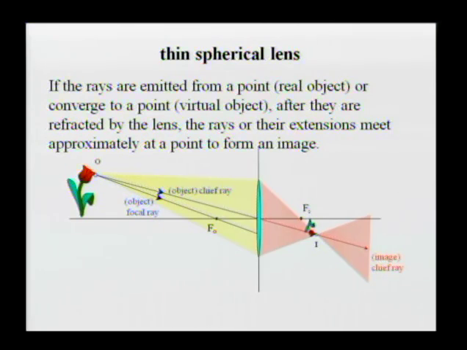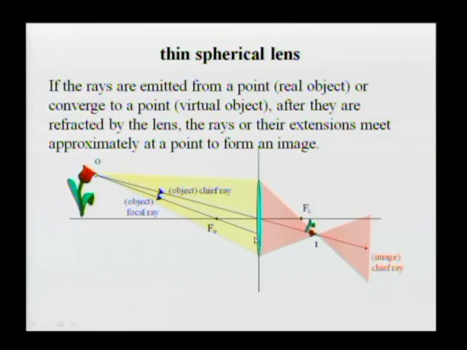But it has to pass through the object focal point. If I take an object ray which passes through the image focal point, it's a random ray. We don't know how to trace it. We have to take the object focal ray and trace it, and it is going to be an object focal ray if it is traced through the object focal point.